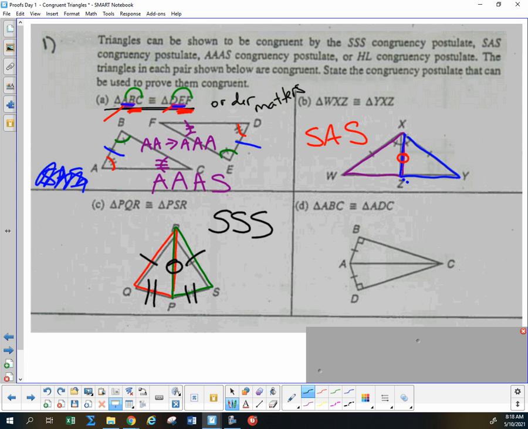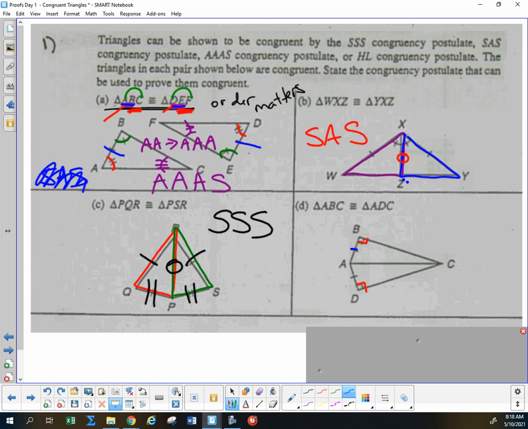So ABC congruent to ADC, so the top and the bottom. On this one, they have marked this little square right here. What does that mean? Everybody. We've got a right triangle. Now remember, that may mean hypotenuse leg or it may mean side angle side, like I pointed out when we did our list of the properties. So let's see what else we know.